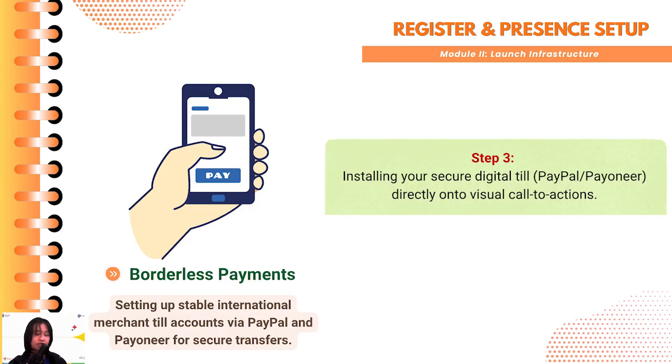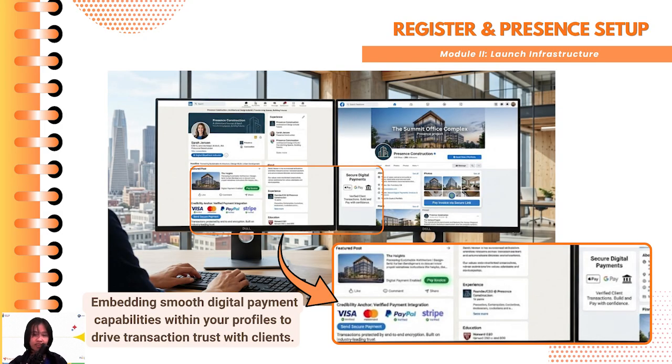Second is your e-money register. If you work with global clients, traditional bank accounts won't cut it. You must establish trusted borderless gateways like PayPal or Payoneer or even Wise first. You will then integrate them in our platforms as well as our job hunting profiles to ensure that your hard work translates to instant financial security. That is to get paid.